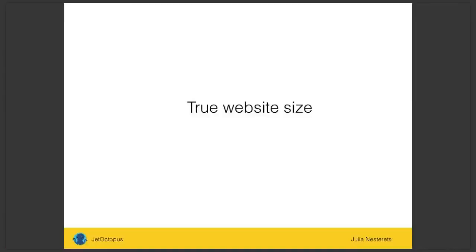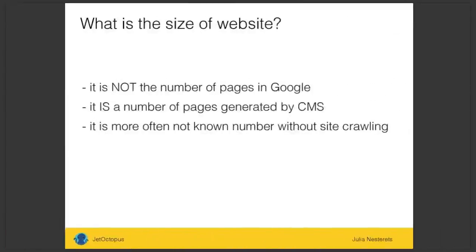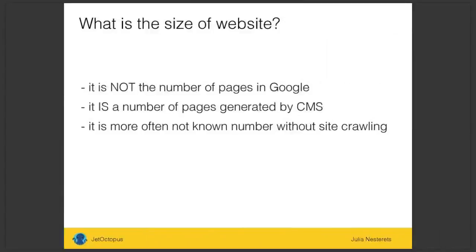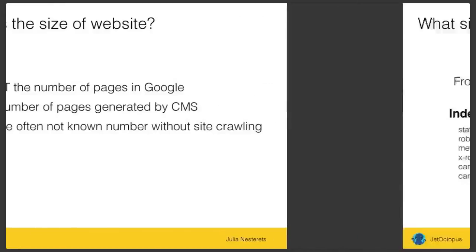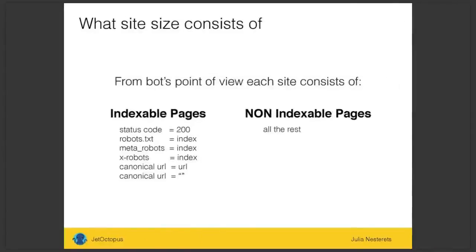So let's start with the true website size. What is the size of a website? It is not the number of pages in Google. It is the number of pages generated by the CMS. It is more often an unknown number without site crawling, and this is the usual picture we have in our experience. What does site size consist of? From both points of view, it is indexable pages and non-indexable pages. And it is important to understand how bots understand these statuses of the pages.